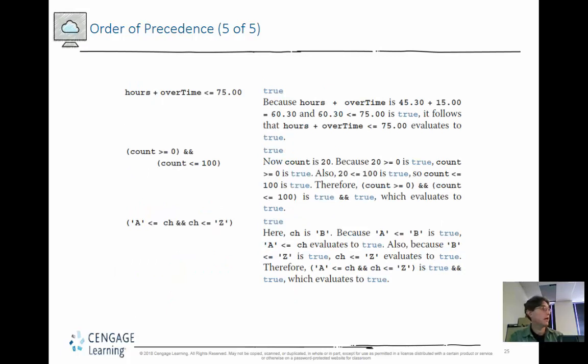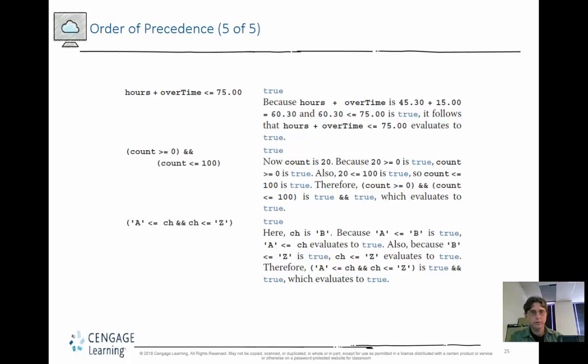Hours plus overtime. So we can have a larger expression, so it evaluates that out first. Hours was 45.3 and overtime was 15. So it adds those together and we get 60.3, right? Then it compares 60.3 is less than or equal to 75, which is true.